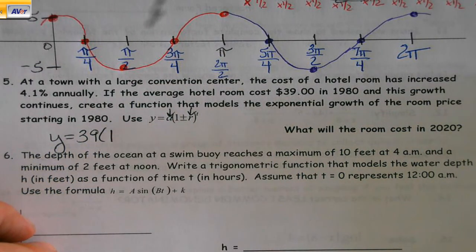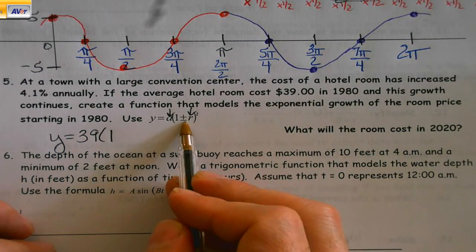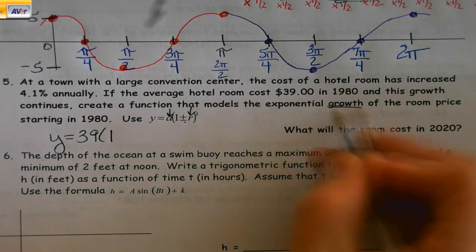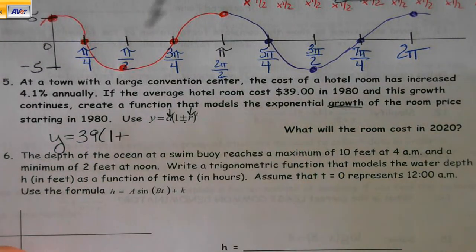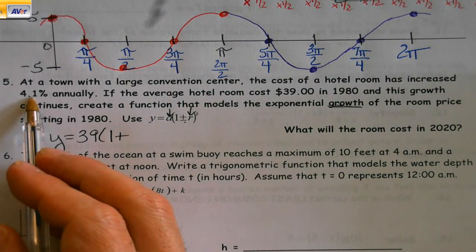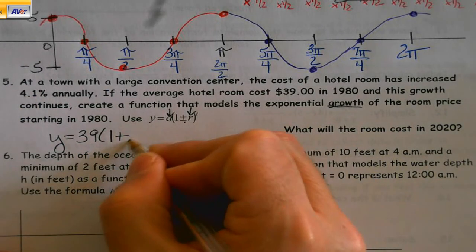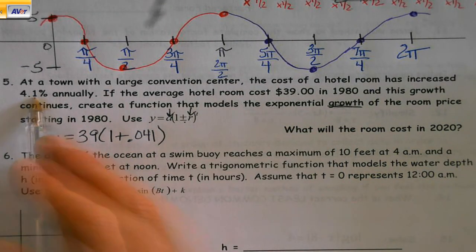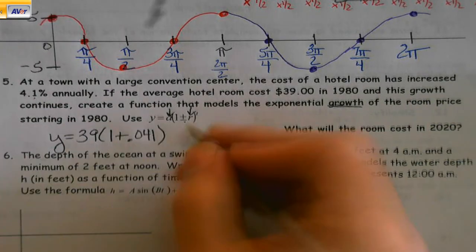Now, it does not mean when this is plus minus that I use both. It means, is it growth or decay? If it's growth, it goes up or plus. If it's decay, it would be minus, but it says growth. So I use plus. The 4.1% needs to be in its decimal form, and we've talked before about you need to divide that by 100 if you're not comfortable doing that.